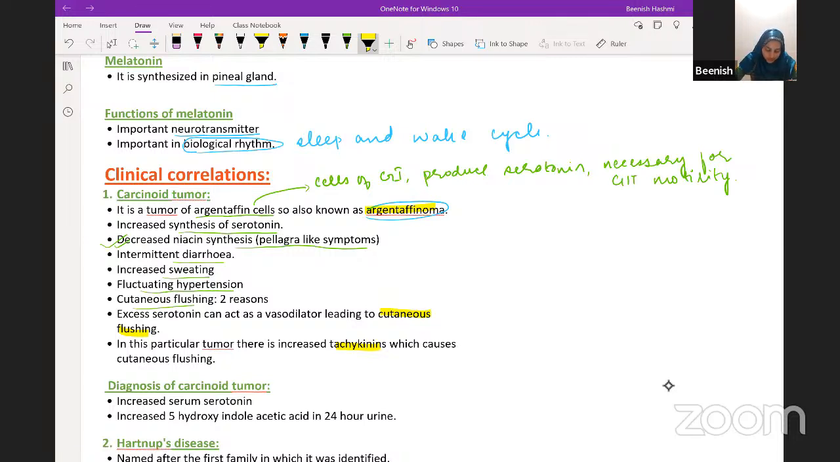Now talking about the diagnosis of carcinoid tumor, there is increased serum serotonin. As we all know, there is a tumor, so it will produce more serotonin. And the other is increased 5-hydroxyindole acetic acid in 24-hour urine. Obviously, if there is increased serotonin, there will be increased degradation, so 5-hydroxyindole acetic acid will also be increased.